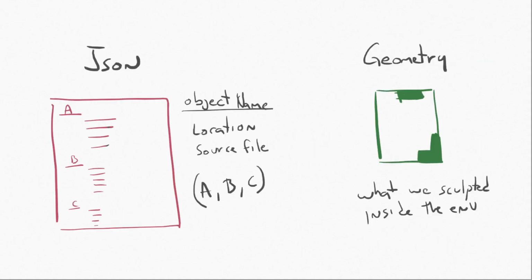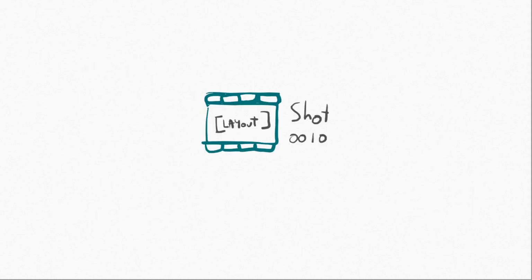All right. Now, coming back to the JSON file, that is just a document that has the object name for each of the objects in that scene, the location, and the source file, and that source file obviously has the version and all the other stuff, right? And then the geometry is what was sculpted inside of the environment.